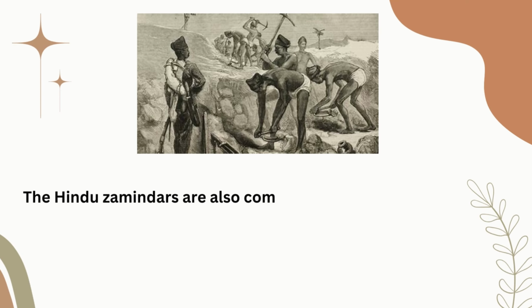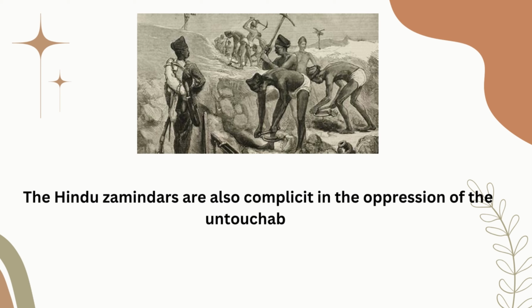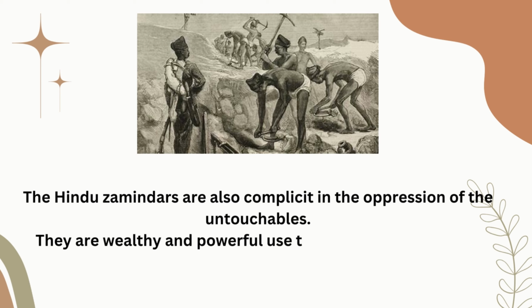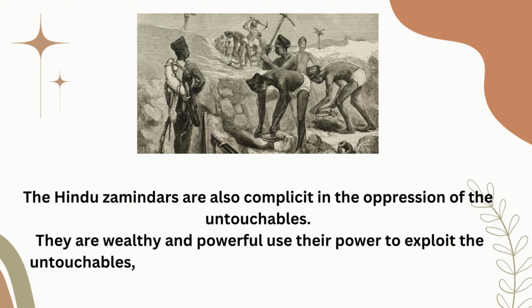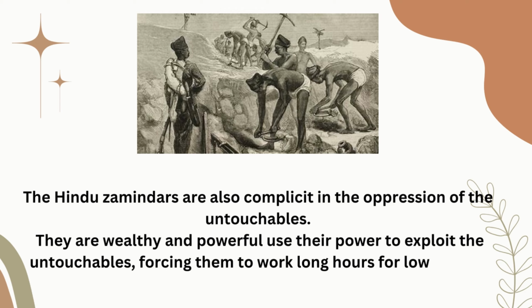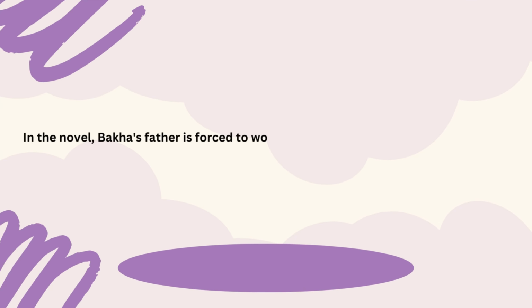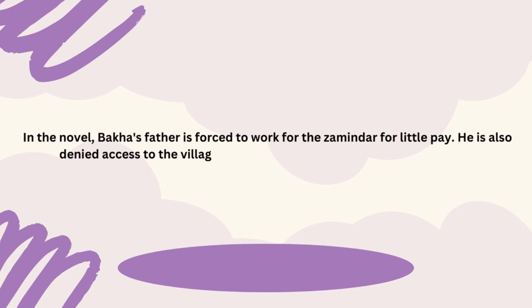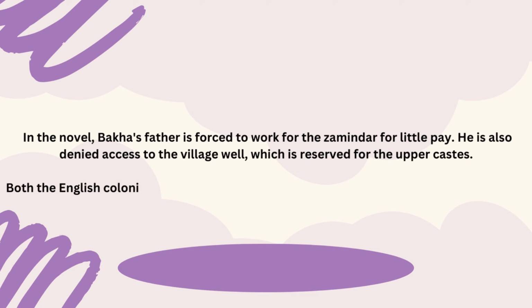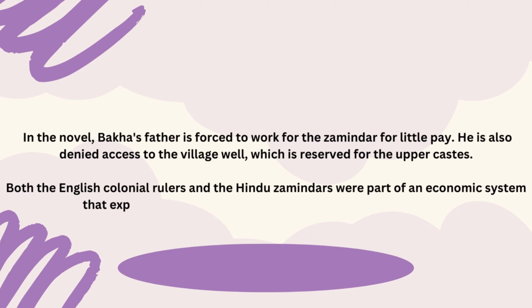The Hindu Zamindars are also complicit in the oppression of the untouchables. They are wealthy and powerful, and use their power to exploit the untouchables, forcing them to work long hours for low wages. In the novel, Baka's father is forced to work for the Zamindar for little pay. He is also denied access to the village well, which is reserved for the upper castes. Both the English colonial rulers and the Hindu Zamindars were part of an economic system that exploited the labor and resources of the Indian population.